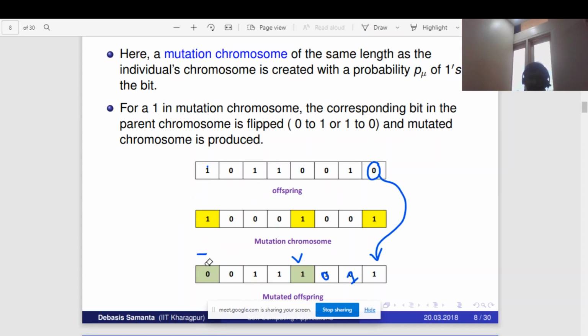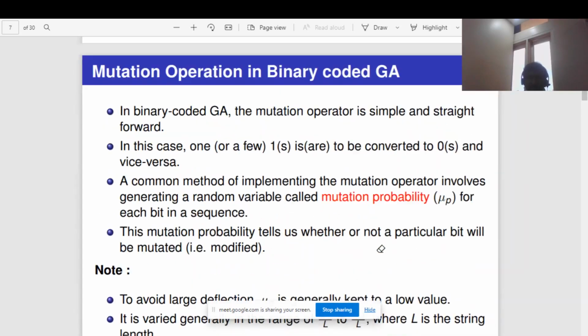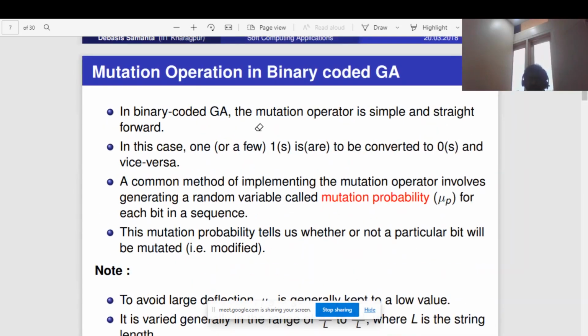So now let us walk through the algorithm. Let us read over that algorithm and try to understand what it says. In binary coded GA, the mutation operator is simple and straightforward. In this case, one or a few ones are converted to zeros and vice versa. We convert a few ones to zeros and a few zeros to ones.